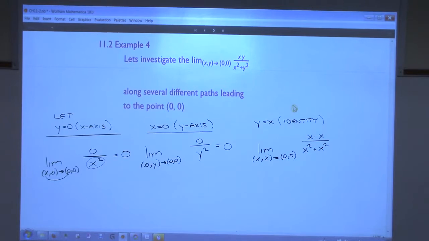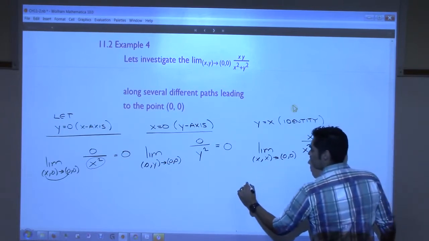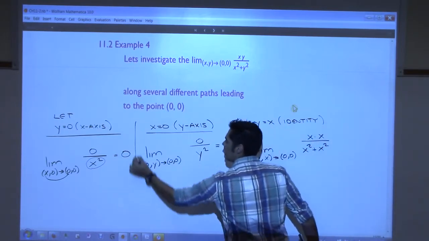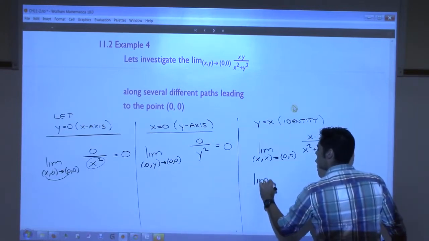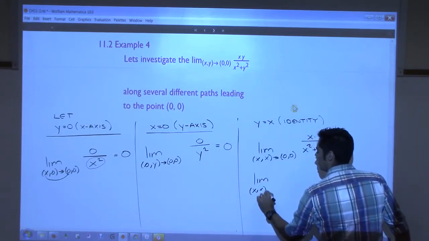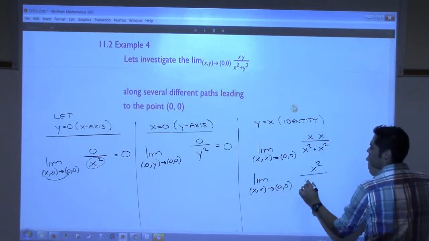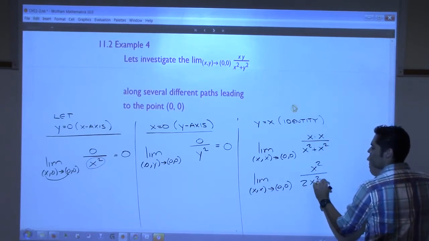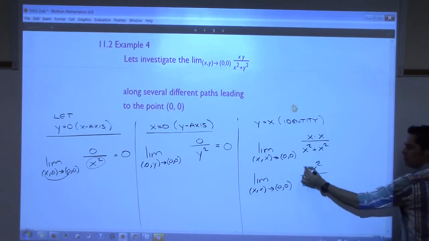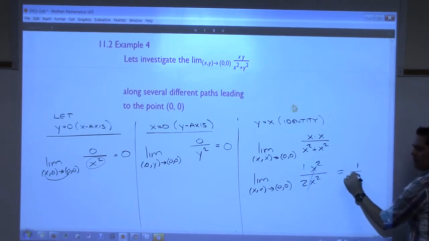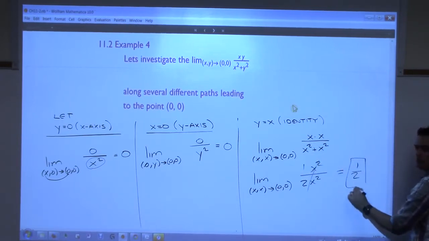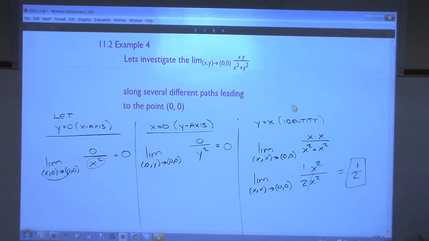What is the top? Top is x squared, so the limit as (x, x) approaches (0, 0) of x squared over 2x squared is 1/2. Done. This limit doesn't exist. We found a path that made it not happen, right? Understand that?